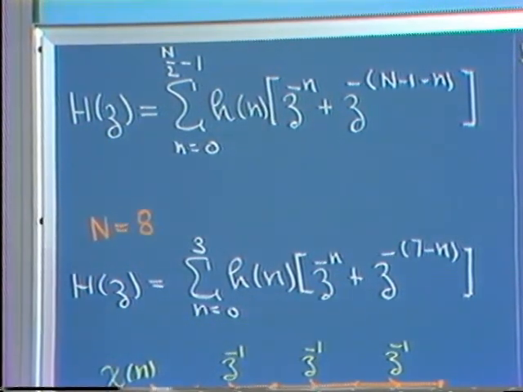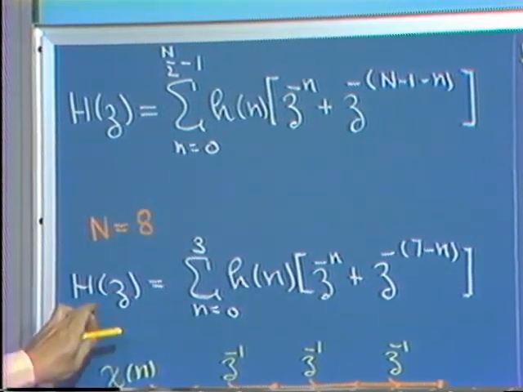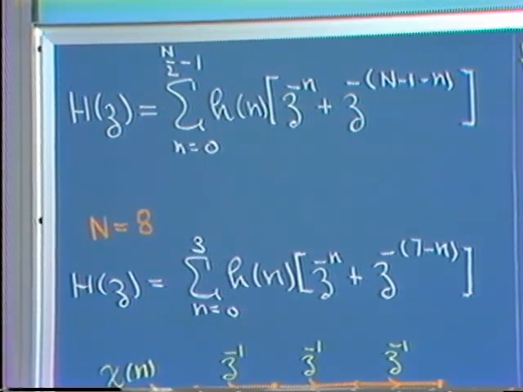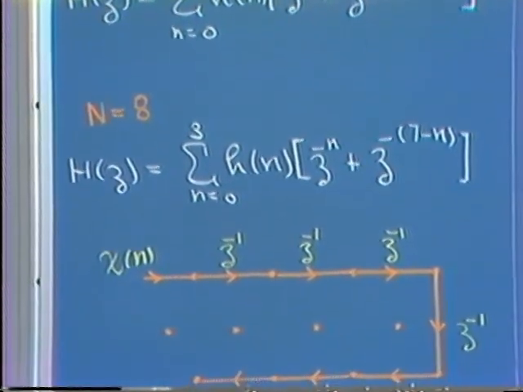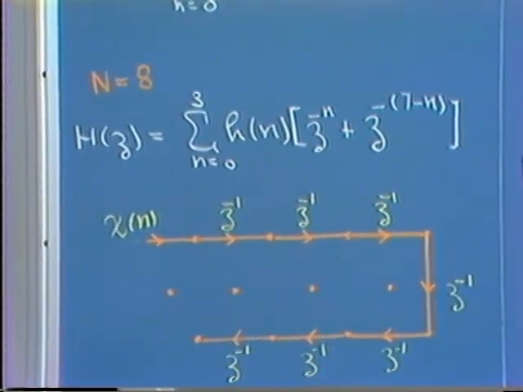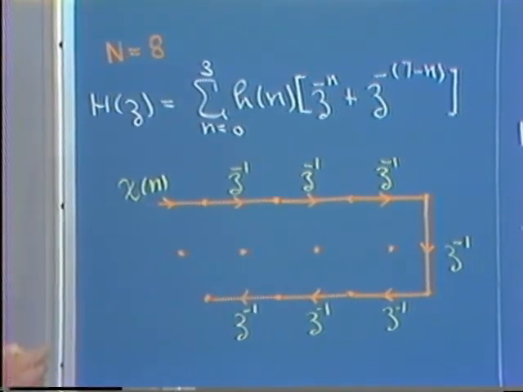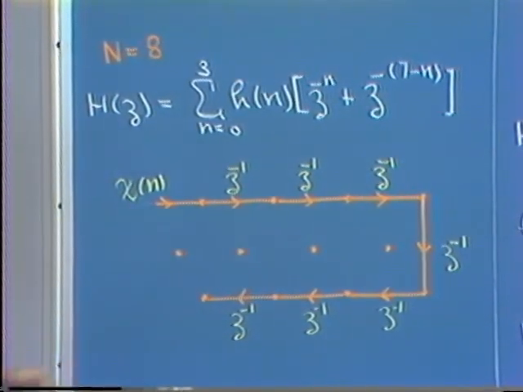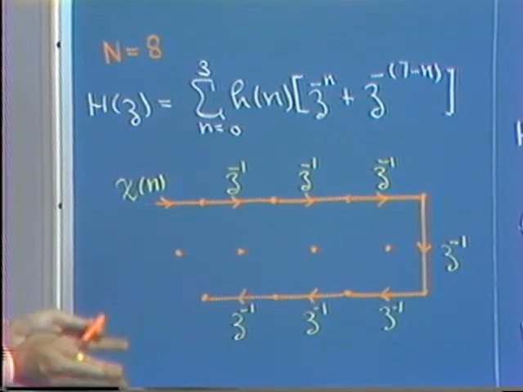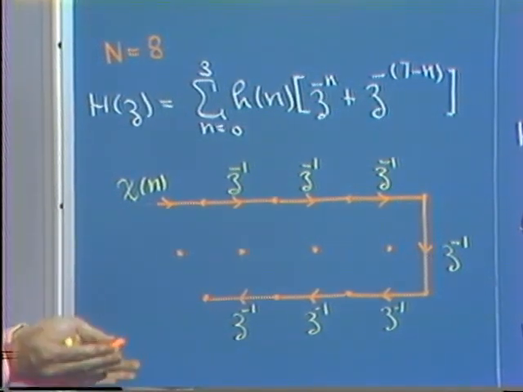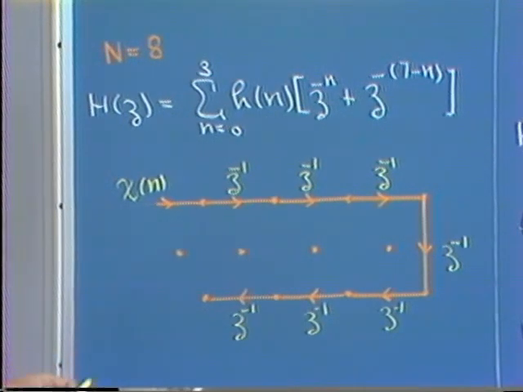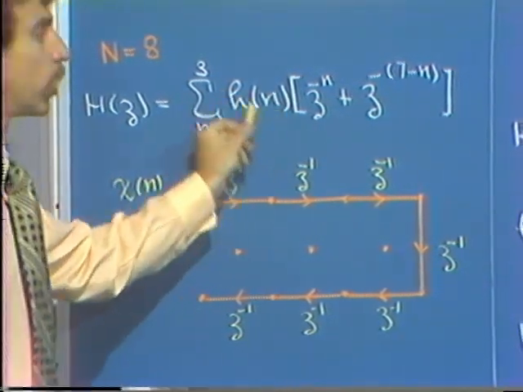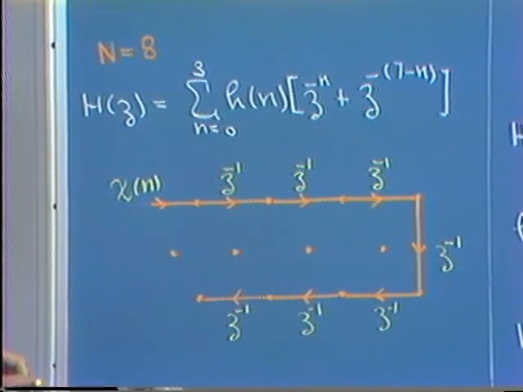Well, how many delays are involved in implementing this system function? Apparently, there are 7 delays involved, whether or not the system is linear phase, and that shouldn't be surprising because the length of the impulse response is still 8. So 7 delays in general are required, but only 4 coefficients are required.